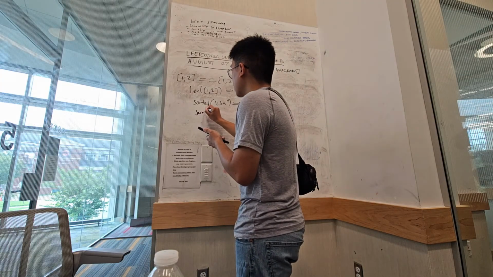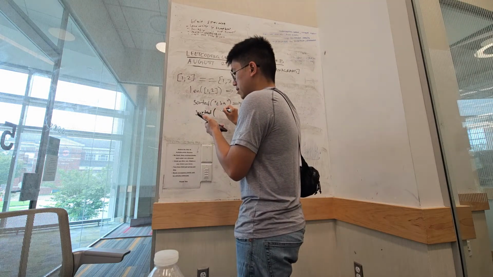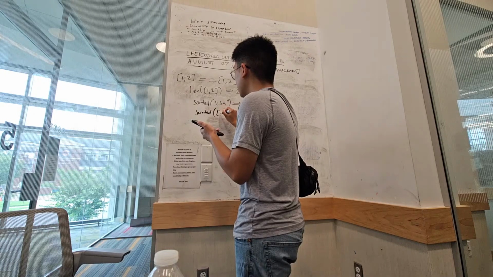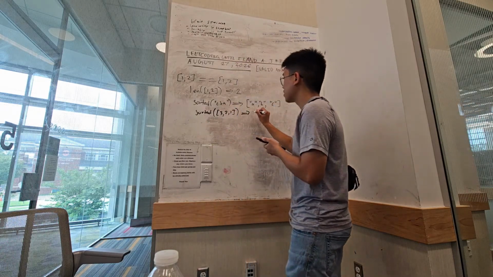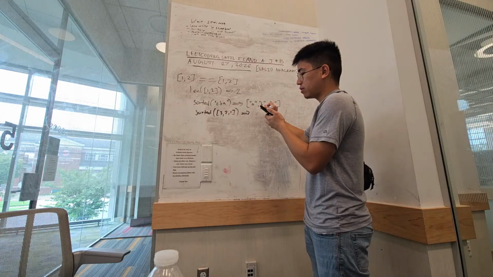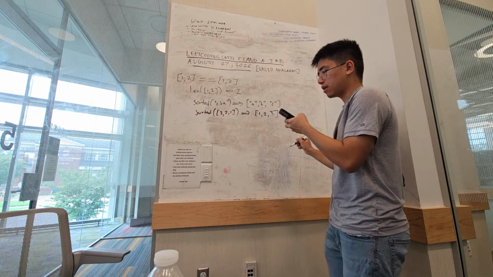Sorted, you can pass in, let's say, a tuple or a list. Let's say 3, 2, 1. I'm assuming it's going to return a new array, right? 1, 2, 3. Yeah, 1, 2, 3. Nice. Okay, cool.